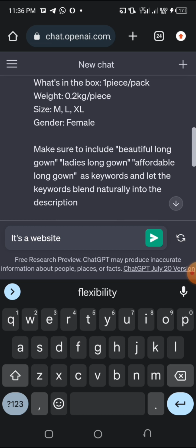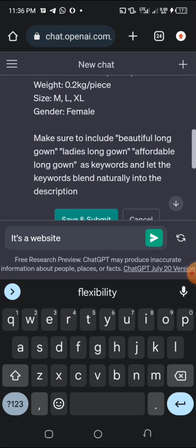So tell it that it should include those words in the product description, and also tell it that it should blend naturally into the description. So it knows how to write it and to blend naturally with the product description, and it will appeal to human conscience. At the same time, you are trying to target those keywords.